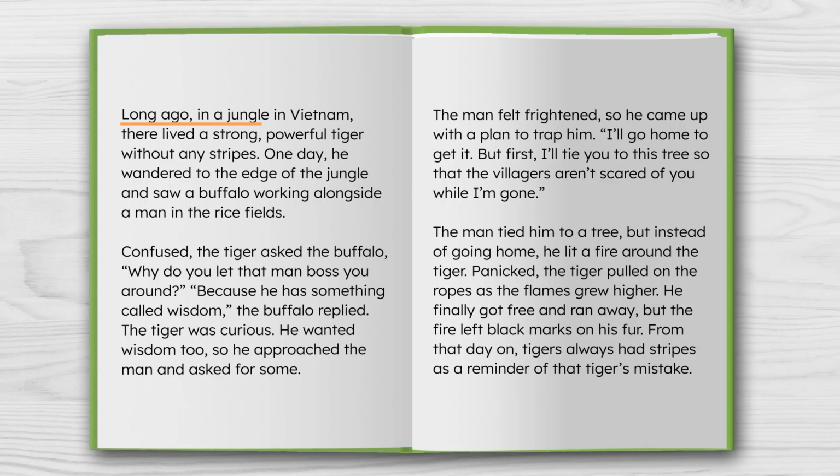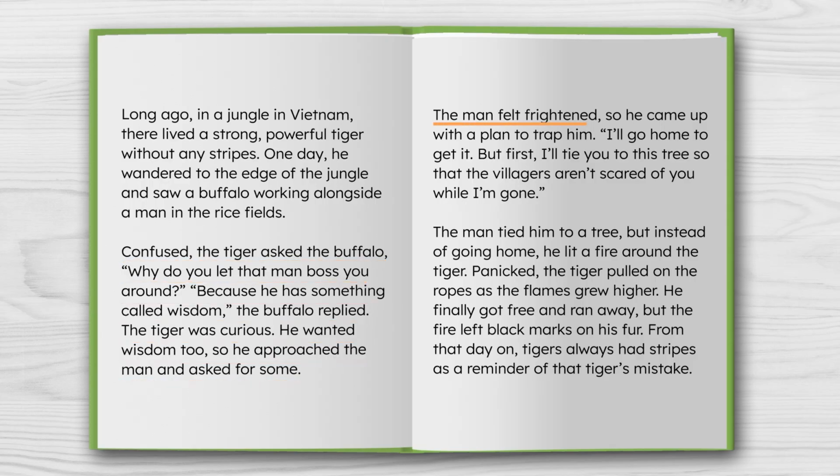Long ago, in a jungle in Vietnam, there lived a strong, powerful tiger without any stripes. One day, he wandered to the edge of the jungle and saw a buffalo working alongside a man in the rice fields. Confused, the tiger asked the buffalo, "Why do you let that man boss you around?" "Because he has something called wisdom," the buffalo replied. The tiger was curious. He wanted wisdom too, so he approached the man and asked for some.